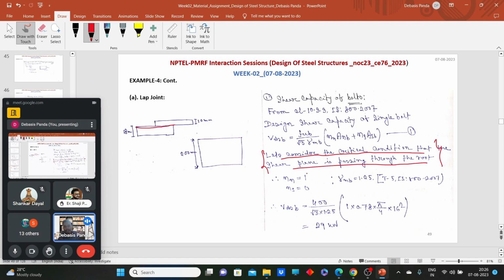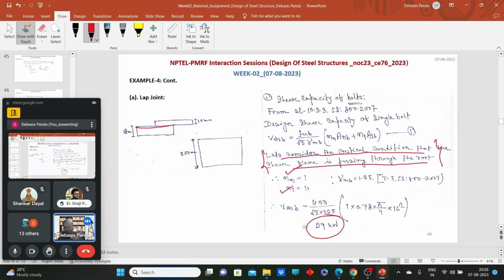So there will be one shear plane, NN will be 1, NS will be 0. My shear capacity of single bolt comes as 29 kilonewton. Here we are not using any kind of packing plates. We need to think about large joints or long grips, large grips. So simple 29 kilonewton. Now this is the shear capacity.